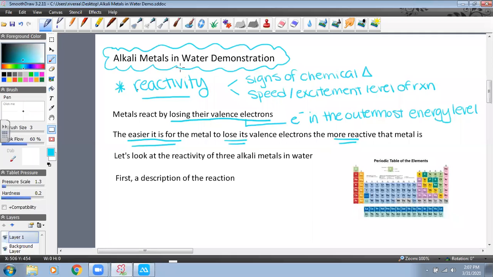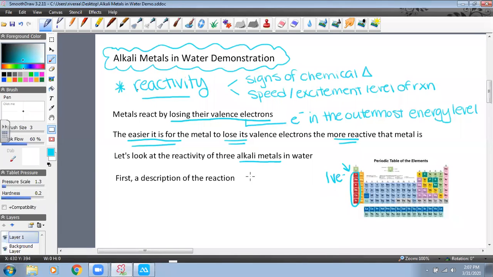And I also want you guys to remember that we are going to be looking at the alkali metals. And remember, those are the metals here on my periodic table in group 1. Notice I did not circle hydrogen, okay? These right here are my alkali metals. They all have 1 valence electron.